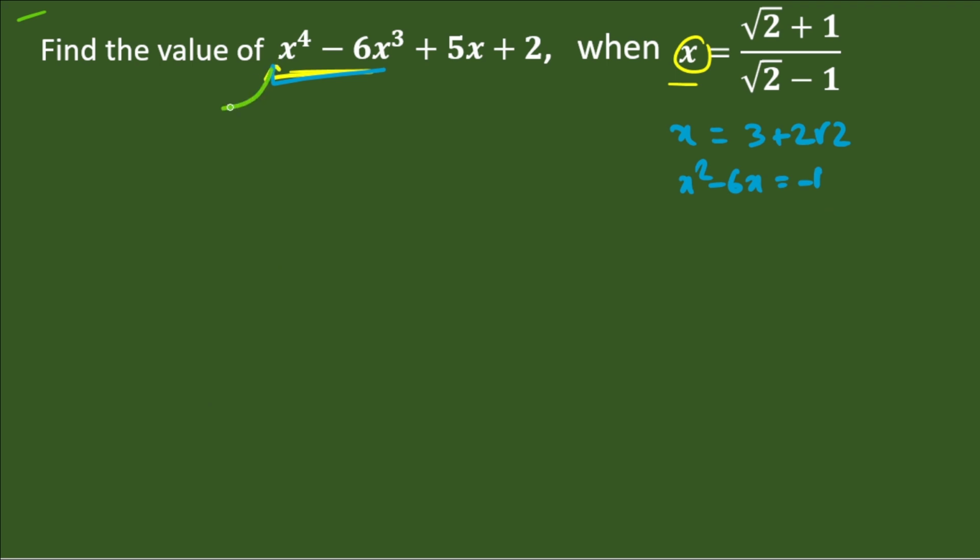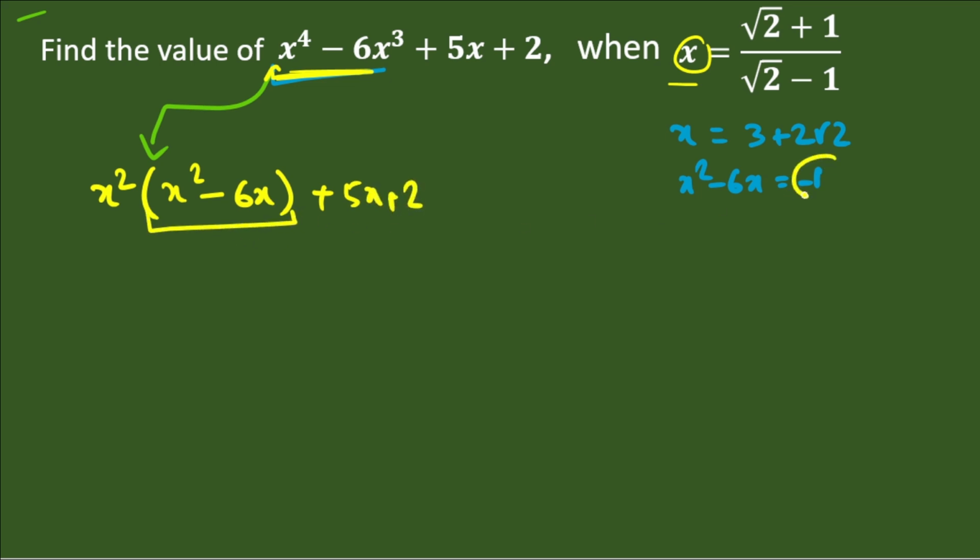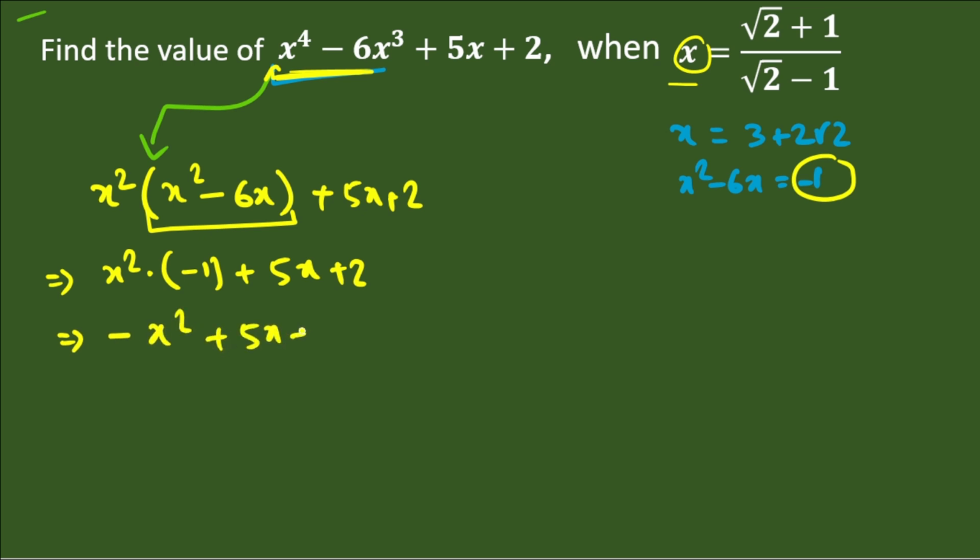Now moving to this expression, we'll solve this. We can take common from these two terms. We'll take x square common, and the remaining is x square minus 6x, plus 5x and plus 2 as it is. Now in place of this term, we have calculated the value is negative 1. So we'll put negative 1. So it is x square multiplied by negative 1 plus 5x plus 2. Now we'll multiply this term: it is negative x square plus 5x plus 2.